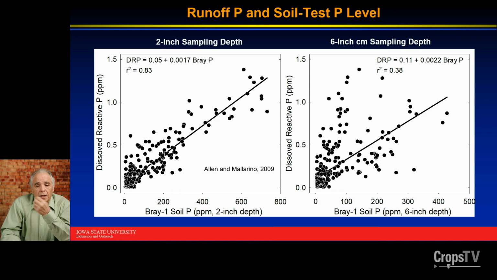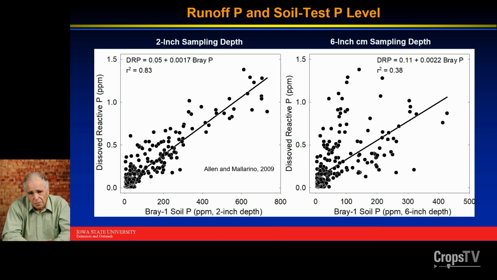Okay, this is something that we did long ago. Essentially, the two charts show the relationship between dissolved reactive P, dissolved phosphorus in runoff, with, in this case, the Bray soil test phosphorus method, but I've done this with all the methods that we support in Iowa, the Mehlich-3 and others. So we see that as the soil test phosphorus increases, there is essentially a linear increase in the loss.